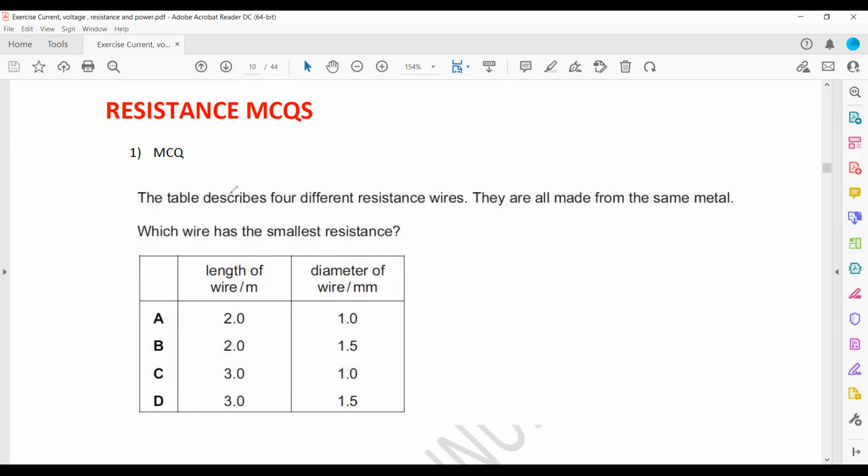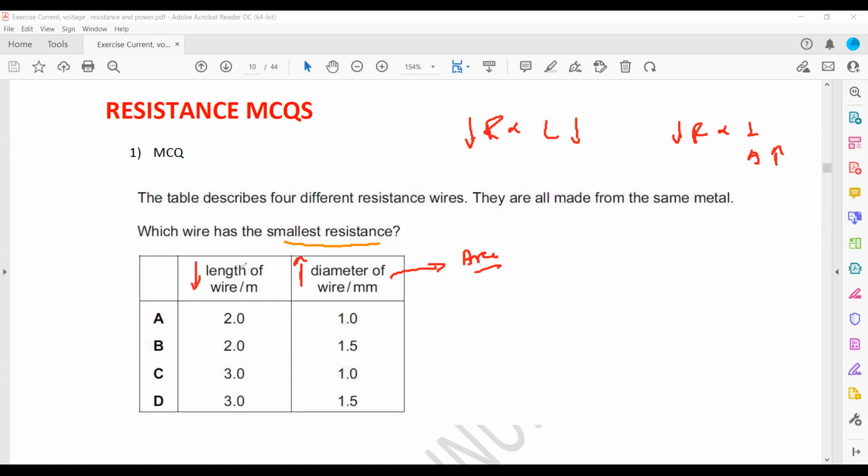So the question is, the table describes 4 different resistance wires. They are made up of the same metal. Which has the smallest resistance? You can also use the chat to state the answer. Remember, resistance is directly proportional to length. We want a smaller resistance, so we want a shorter length. And resistance is inversely proportional to area. So if we want less resistance, we want more area. Area and diameter are related, so we want a greater diameter and a shorter length.